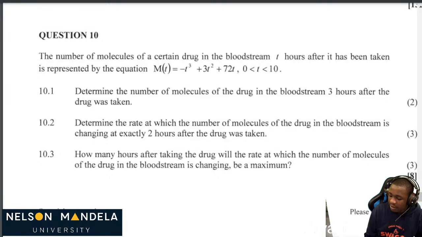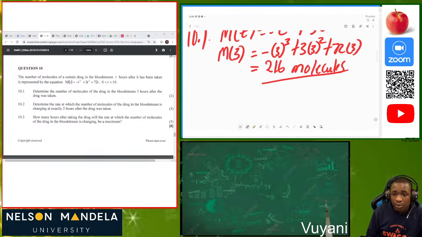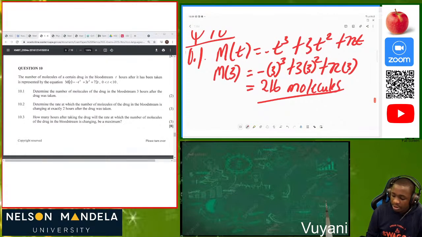Then we end up having negative 27 plus 27 and so on. Then you just use your calculator here. After you're done using your calculator, it's going to be 216 molecules. So you are done with 10.1. Then let's move to 10.2. So this is how you do it.